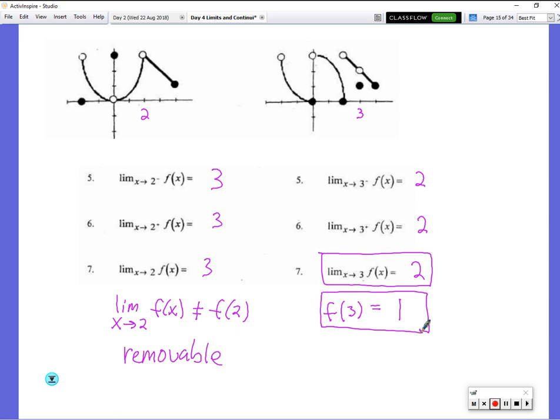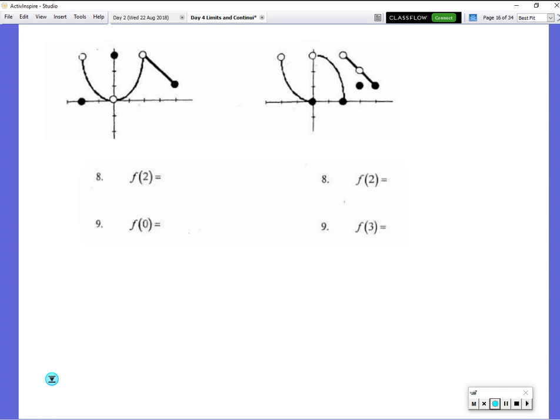Question. Outstanding. Let's just read the last 2 real quick. I think we've actually done them. What's this 8? Say it. So this one's undefined. Number 9? 3. Questions? Okay, let's go here. f of 2? 0. f of 3? 1. Perfect.